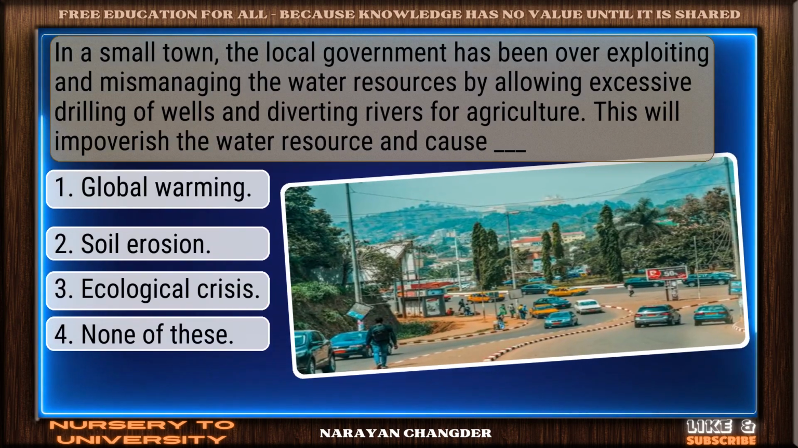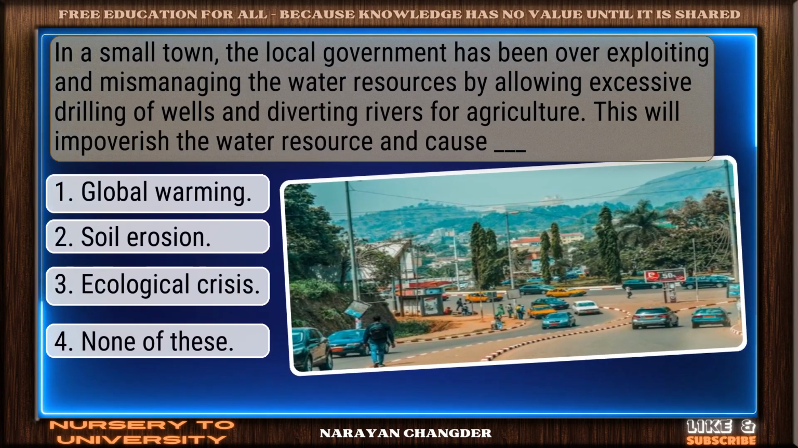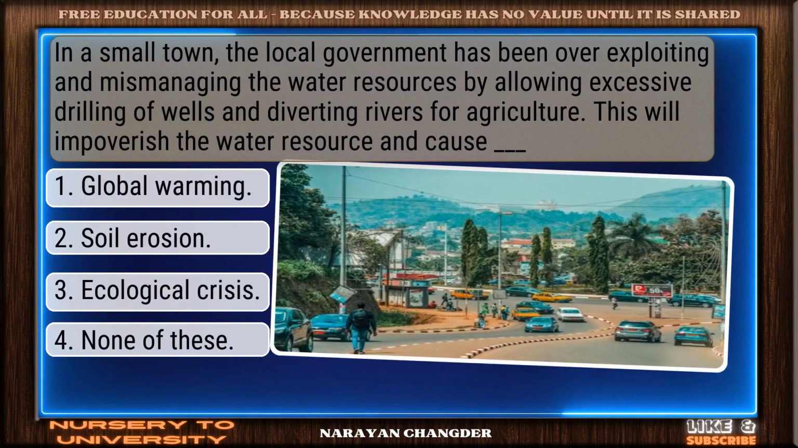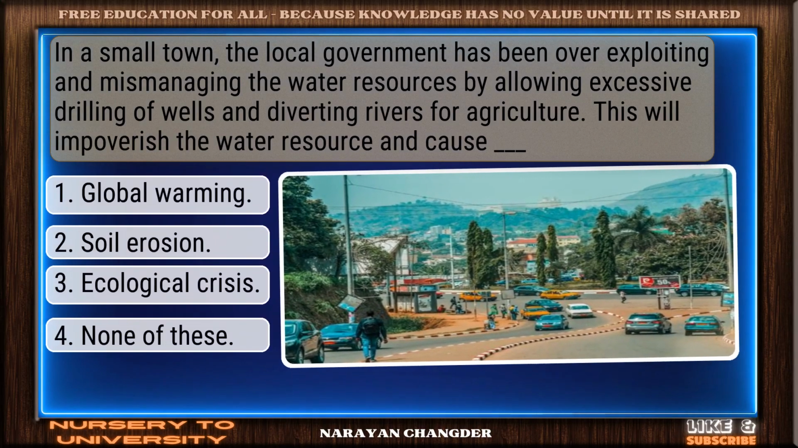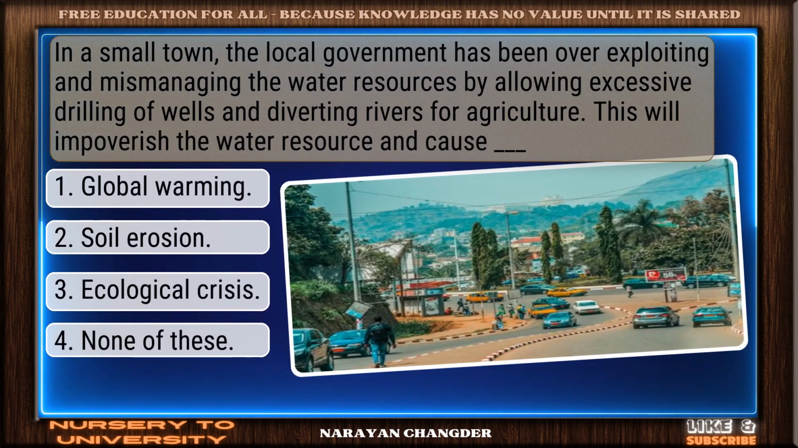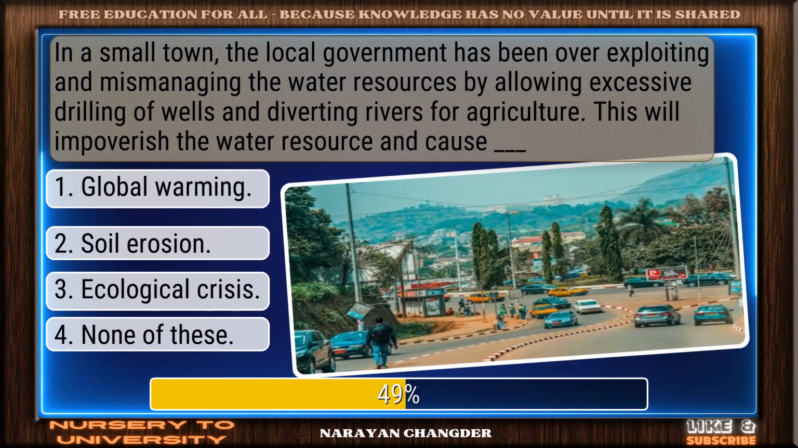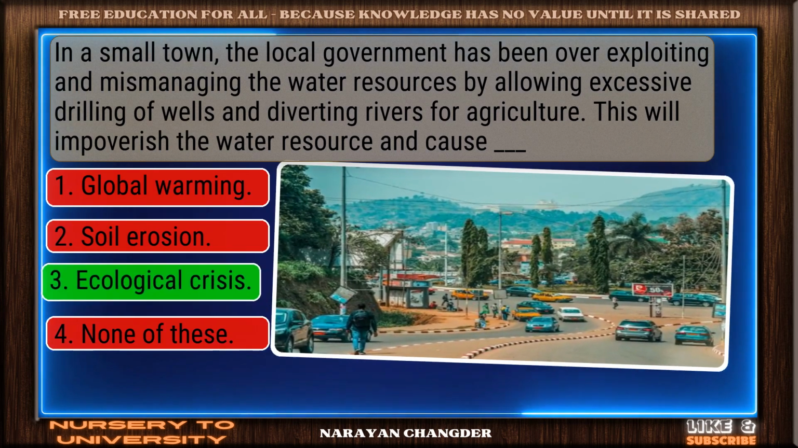In a small town, the local government has been overexploiting and mismanaging the water resources by allowing excessive drilling of wells and diverting rivers for agriculture. This will impoverish the water resource and cause dash. Correct. Ecological crisis is spot on.